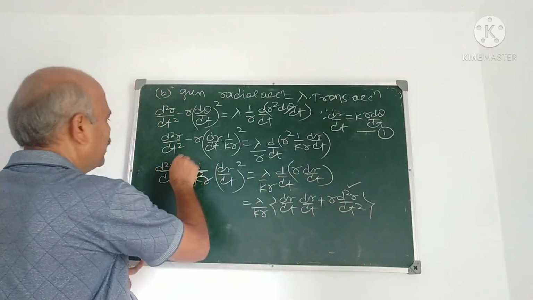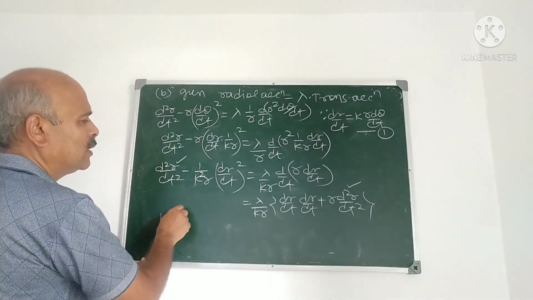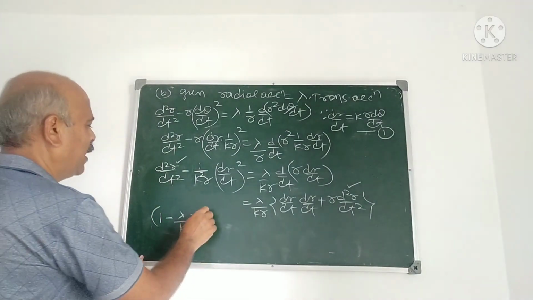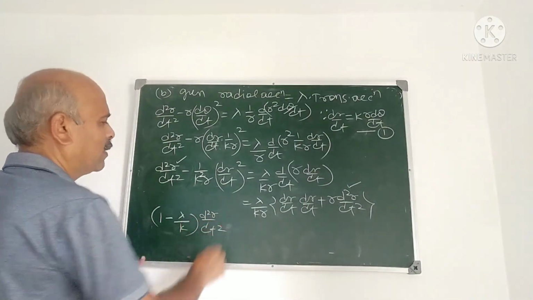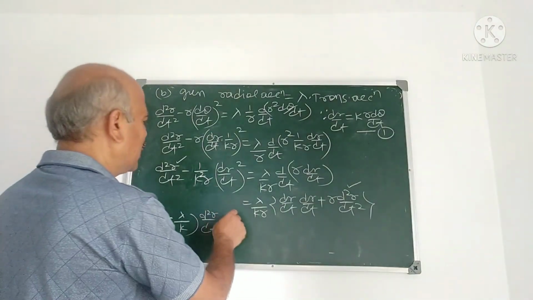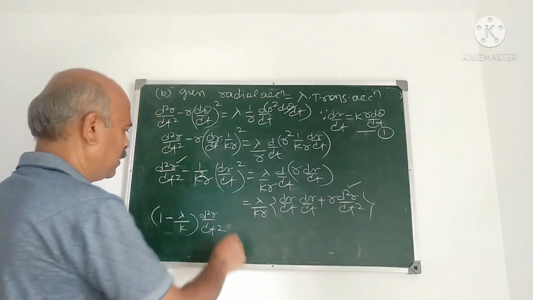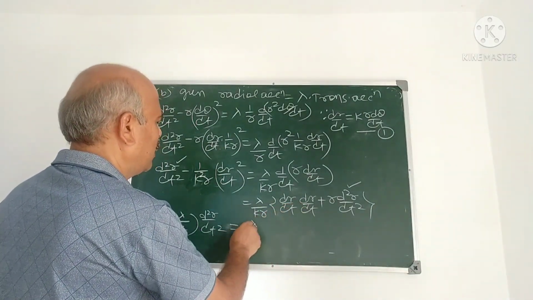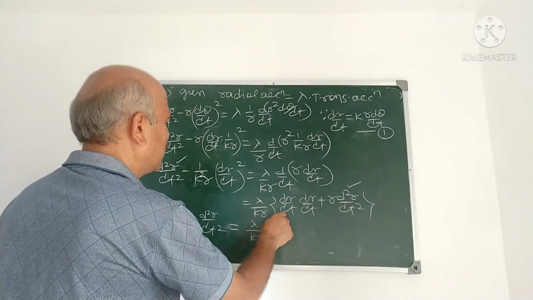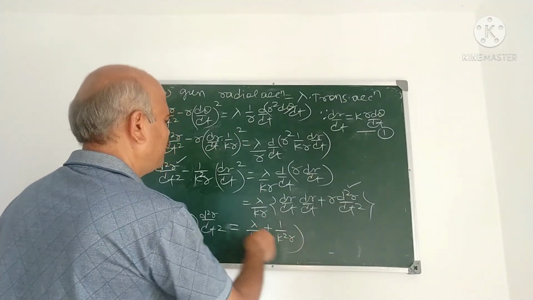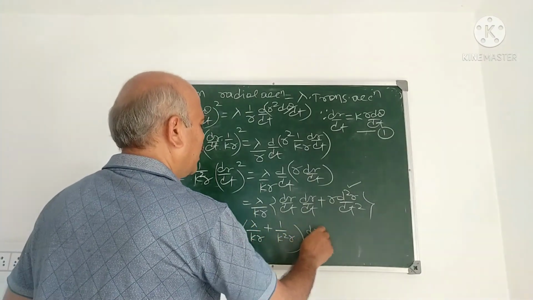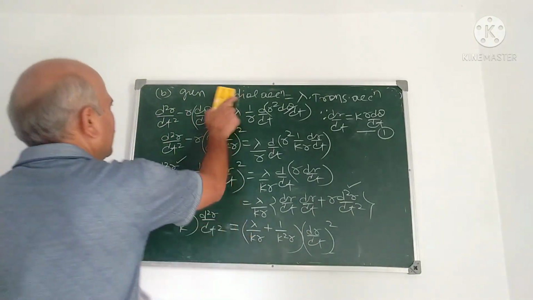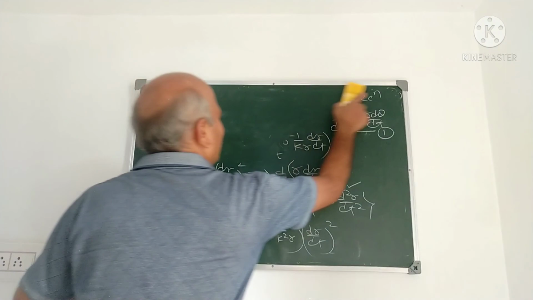d2r by dt square is there, here d2r by dt square. Therefore (1 minus lambda by k) d2r by dt square is equal to (lambda by kr plus 1 upon k square r) into (dr by dt) whole square. I think you followed the substitution and simplification here.